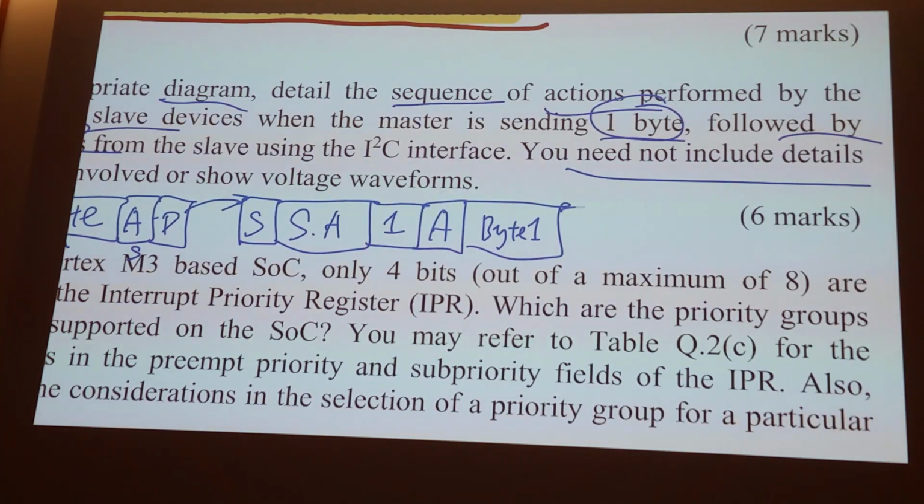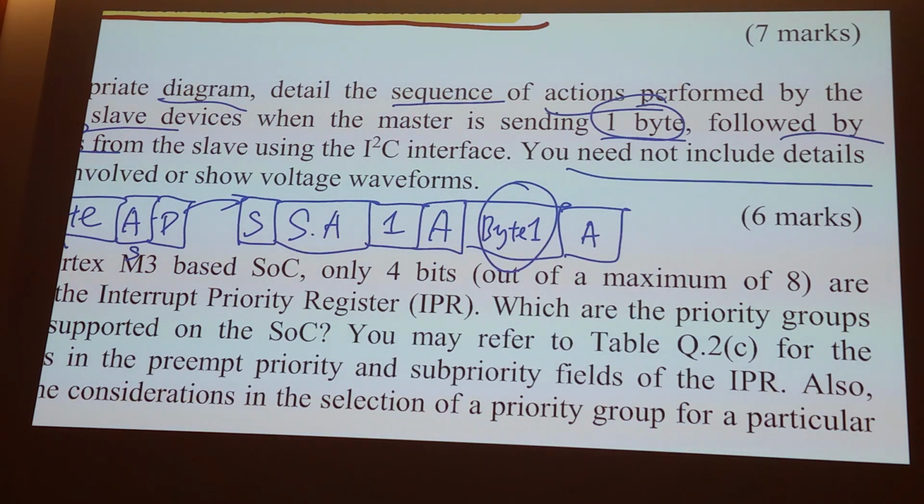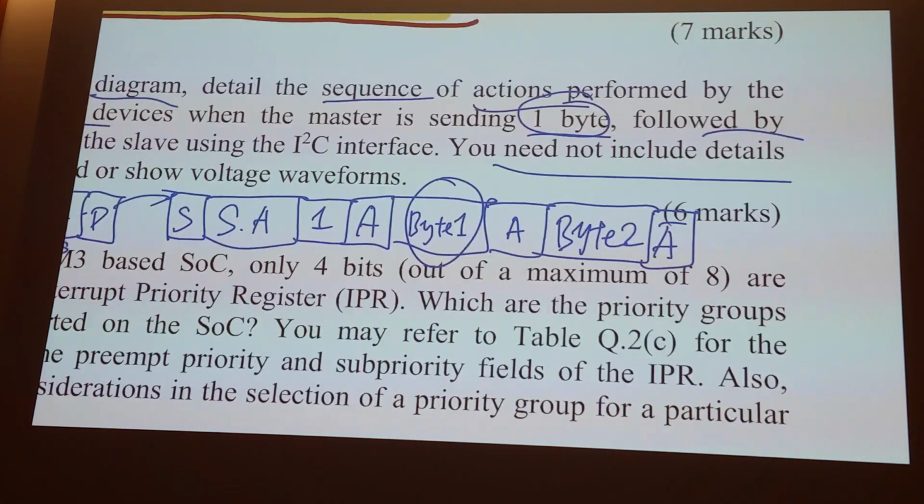What should be the response by the master? Positive or negative? Positive, because you are receiving 2 bytes. Only 1 byte is received, you want to say keep sending. So it's a positive acknowledge. Then your slave will send 1 more byte, byte 2. Then this is the moment you send a negative acknowledge. Then stop.